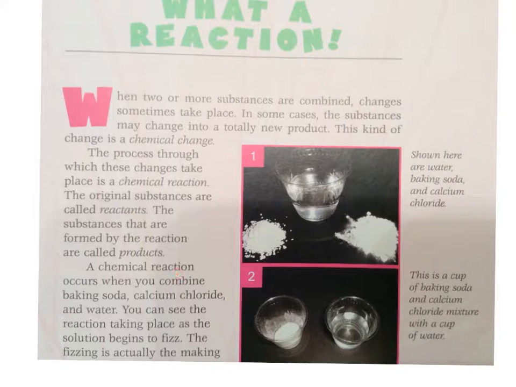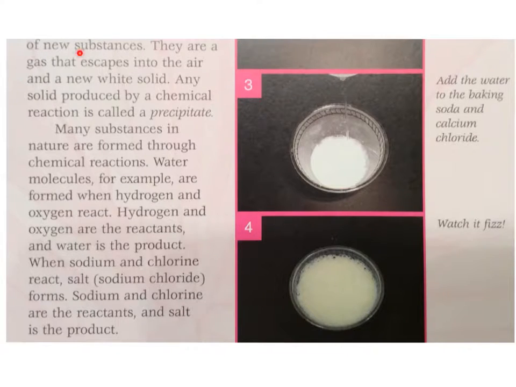A chemical reaction occurs when you combine baking soda, calcium chloride, and water. You can see the reaction taking place as the solution begins to fizz. Shown here are water, baking soda, and calcium chloride. This is a cup of baking soda and calcium chloride mixture with a cup of water. The fizzing is actually the making of new substances. They are a gas that escapes into the air and a new white solid. Any solid produced by a chemical reaction is called a precipitate.